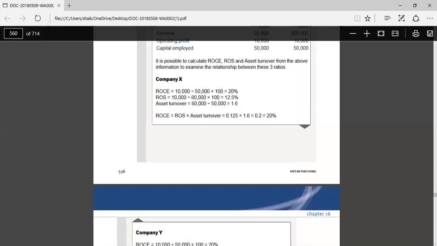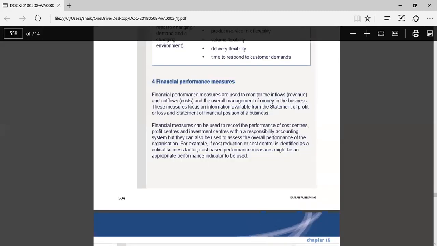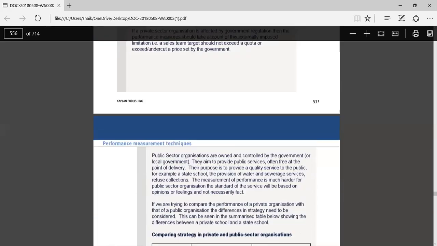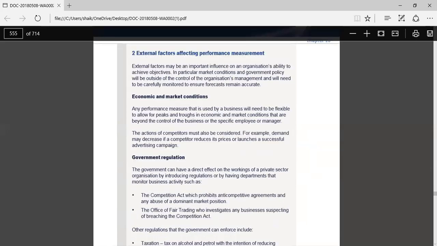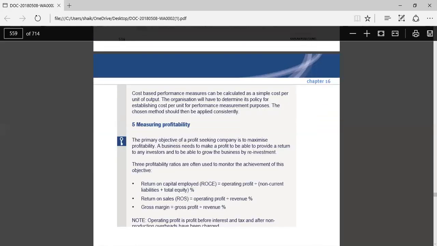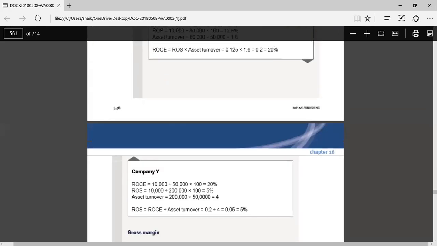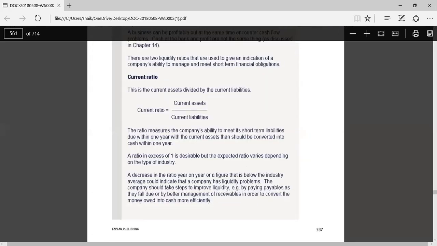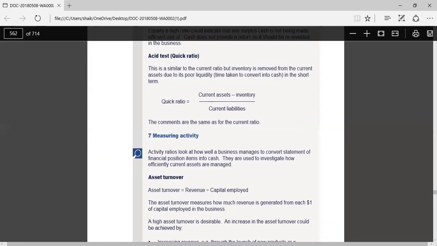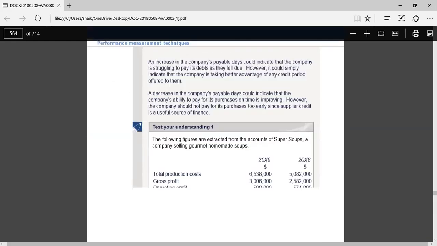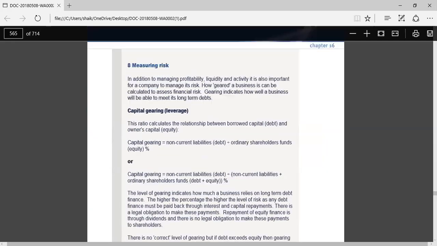In the last class, we have discussed the return on capital employed ratio, the return on sales ratio, asset turnover ratio, current ratio, quick ratio, inventory days ratio, receivable days ratios, and payable days ratios. So in today's class, we'll be discussing the measuring of risk or risk oriented ratios. Now, what are the risk oriented ratios? Risk oriented ratios are moreover concerned with the paying off of the long term liabilities or long term debts. Now, let us see what these ratios have to tell us about.